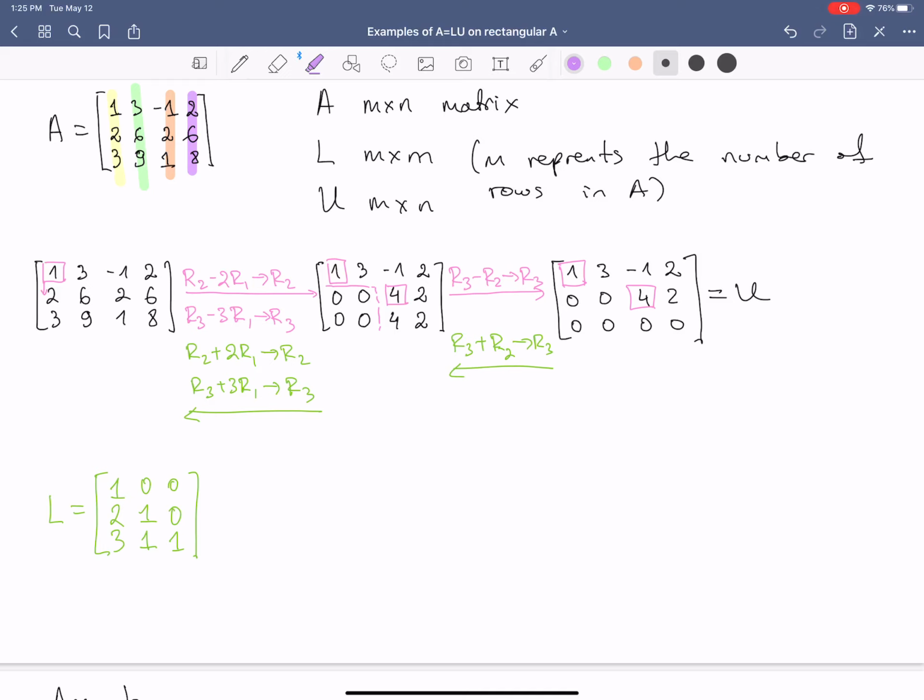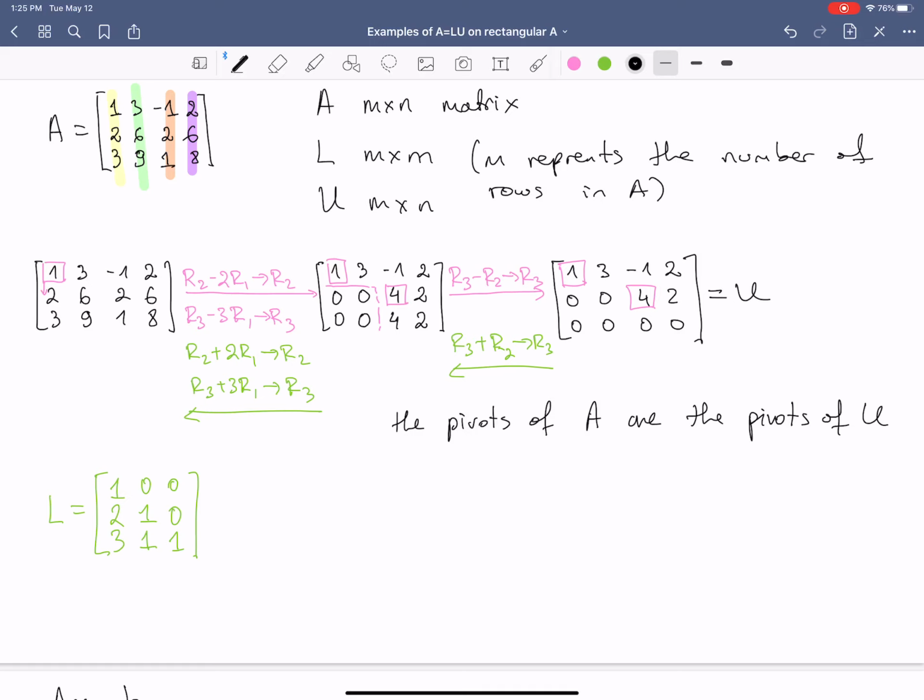So I should mention here that the pivots of A are the pivots of U. You see, when you look at A, you cannot tell what its pivots are. Well, you could tell the first one, that's a 1, but you can't really tell whether it has 2 pivots or it has 3 pivots.